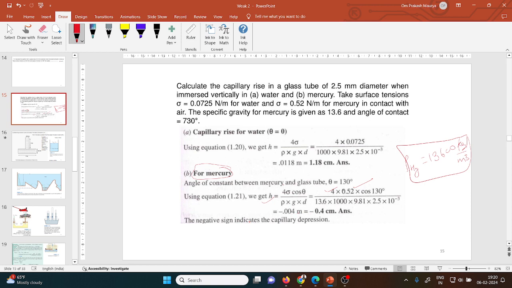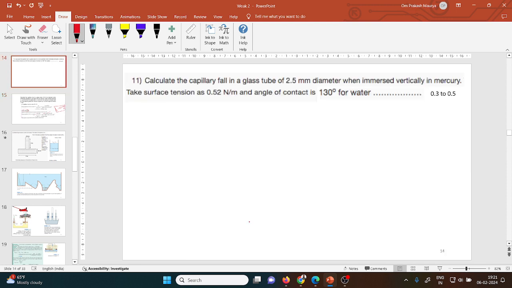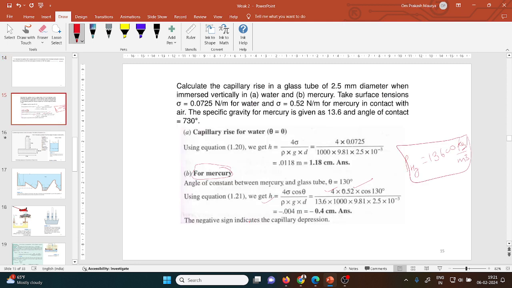And why is it minus? Because in case of mercury, the capillary rise is downward, so it is actually a capillary fall. So this is the formula, and the answer is 4 centimeter. I think it is not in the above options, so for the sake of time, you can take a screenshot of this question.